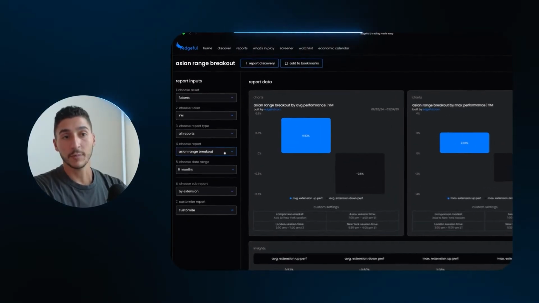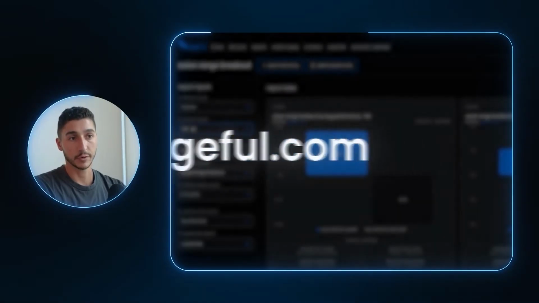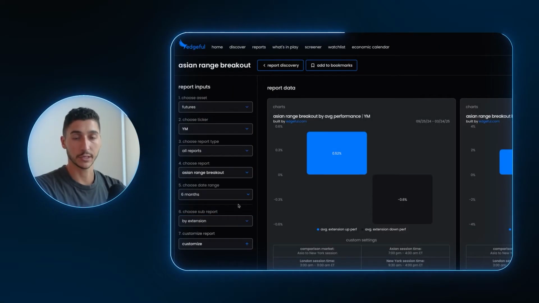Here's everything you need to know about the Asian Range Breakout by extension report on edgeful.com. So here we're looking at YM, Asian Range Breakout report. We're looking at the by extension sub-report.